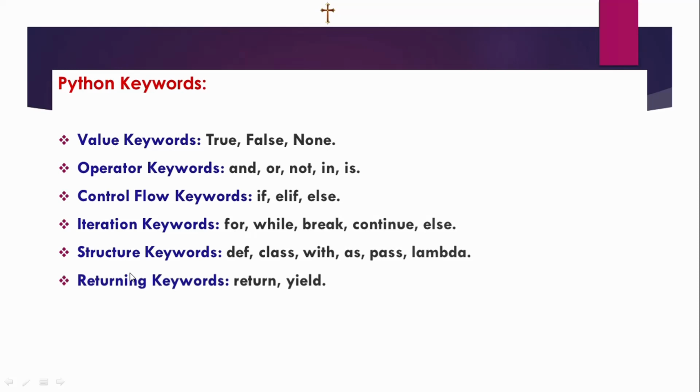Then return, yield. Return and yield mean returning a value in the function. That is called returning keywords. Import, from, as are useful for declaring the package. Okay, that is called import keywords.